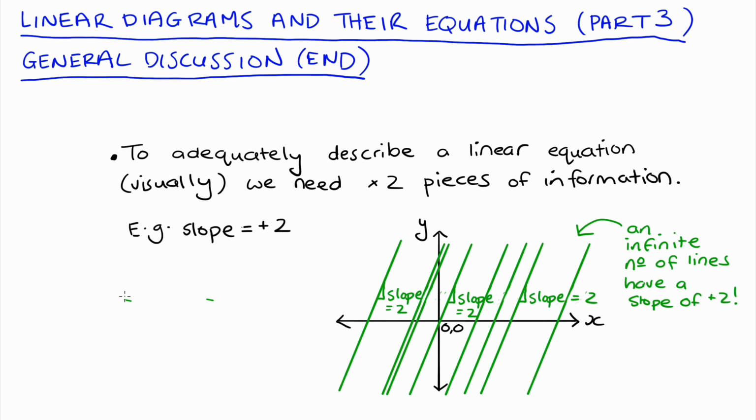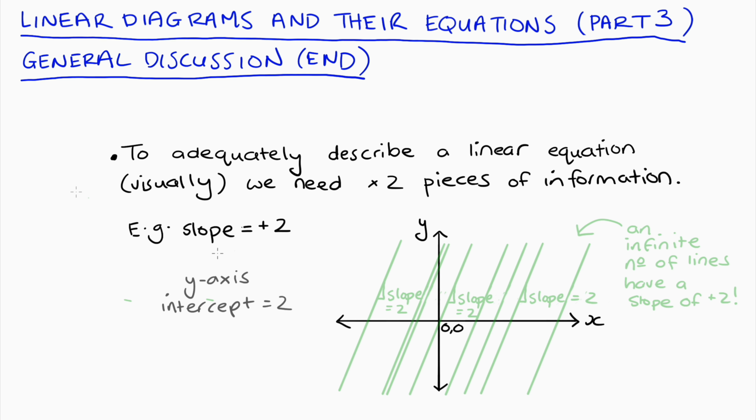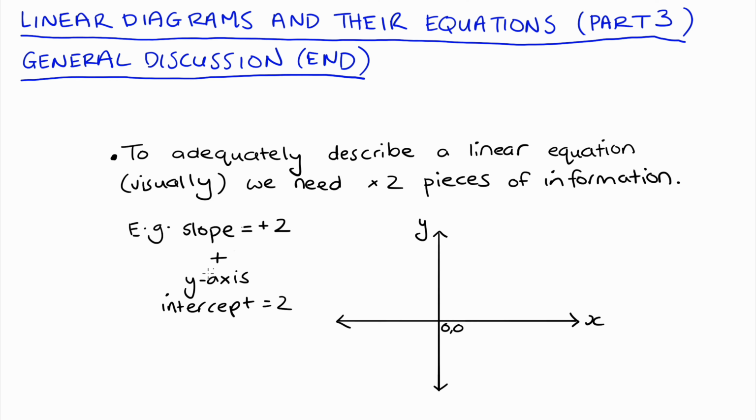But if we knew where our line intercepted either our y or x axes though, that would anchor our line appropriately. That would be a second piece of information that would allow us to describe our line. So say you also said, well, as well as the slope being equal to 2, the y-axis intercept is equal to 2 as well. So we would then know the shape of the line exactly. That would be here.